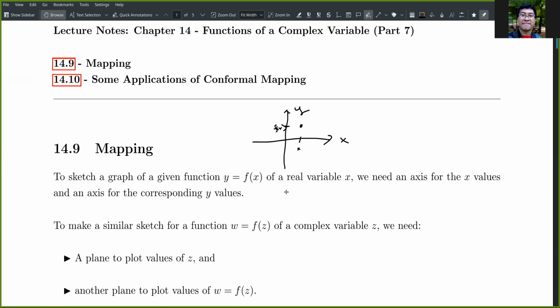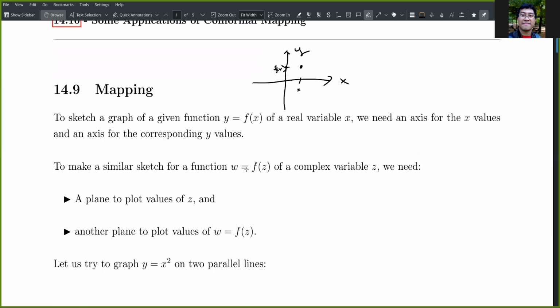We want to do a similar sketch for a function of a complex variable w. In that case, we need a plane. So here we have two axes, x and y. If you have a complex variable z as an argument in a function, then you need a plane to plot the values of z. So you have a plane to plot z. So you have the x real axis and the imaginary axis y. So this is the z plane.